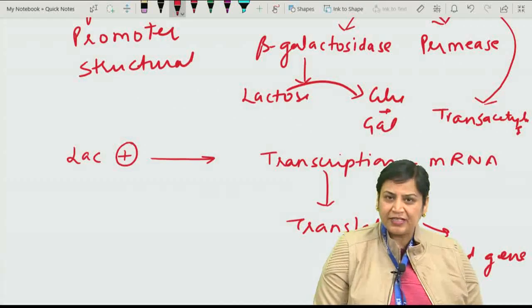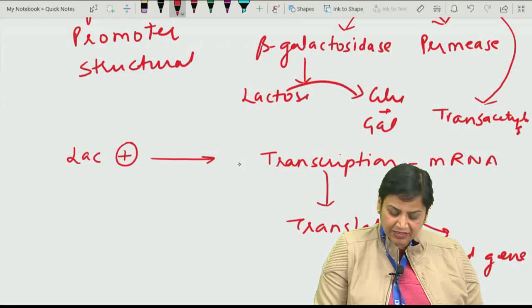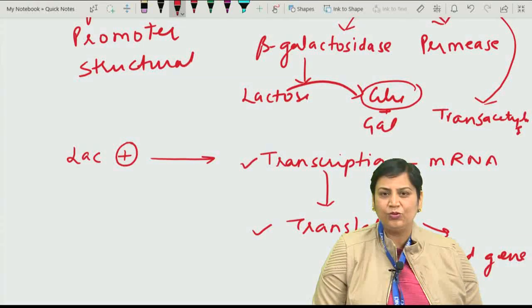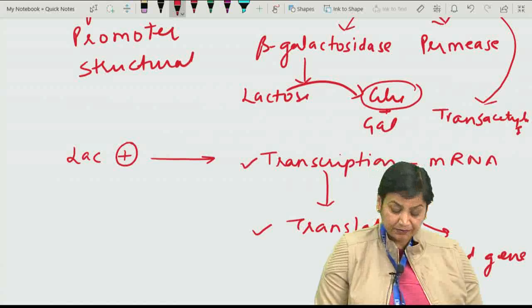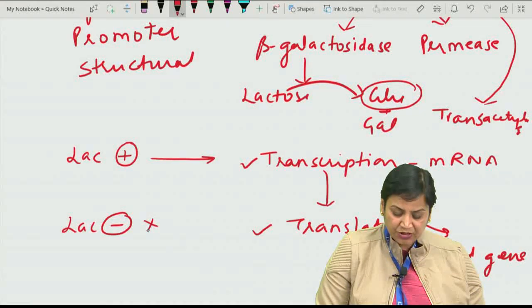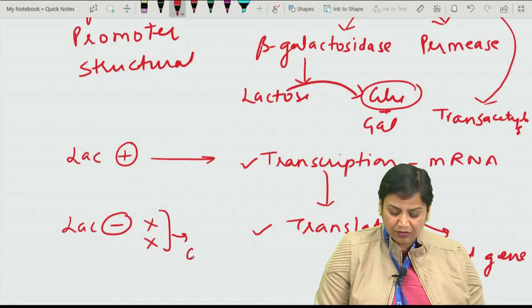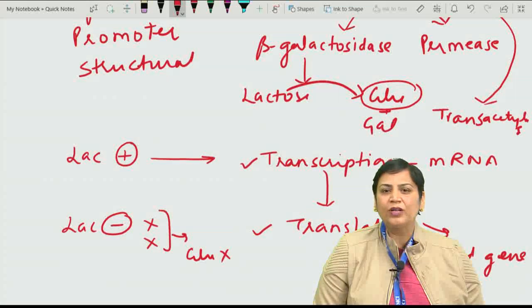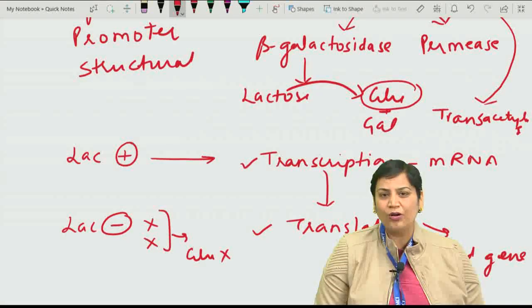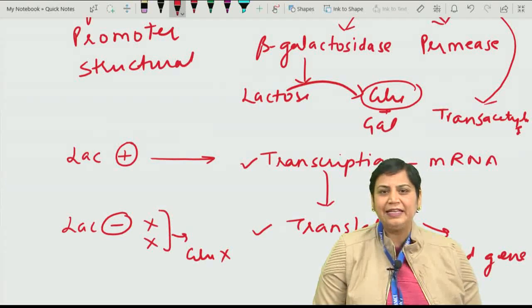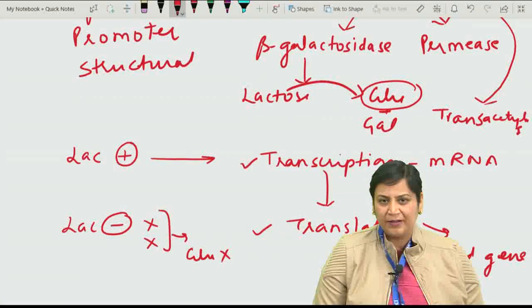Now if lactose is present in the system, automatically transcription will be there, translation will be there and glucose will be provided to the E. coli. If lactose is not there, obviously no transcription, no translation means no glucose will be provided. So this is switching on and off of genes. Whenever something is required, genes are switched on. Whenever something is not required, genes are automatically switched off as per the need of the body.